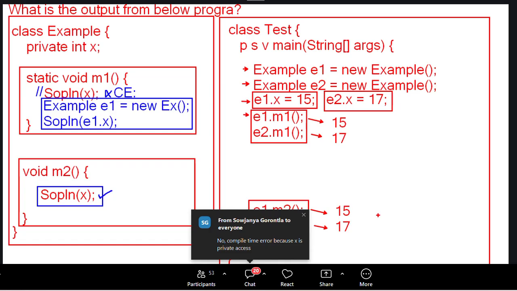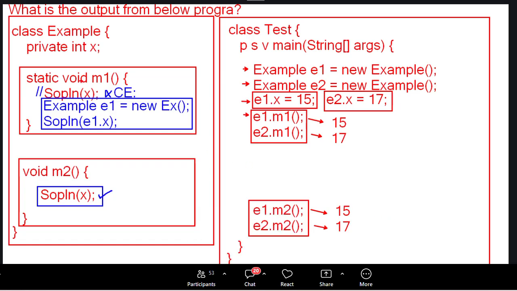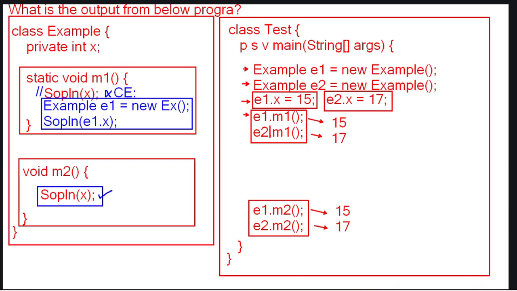Compile error because of the private variable. Thank you. First, it is a compile error. In E1.x, the x variable is private. How can I access it?